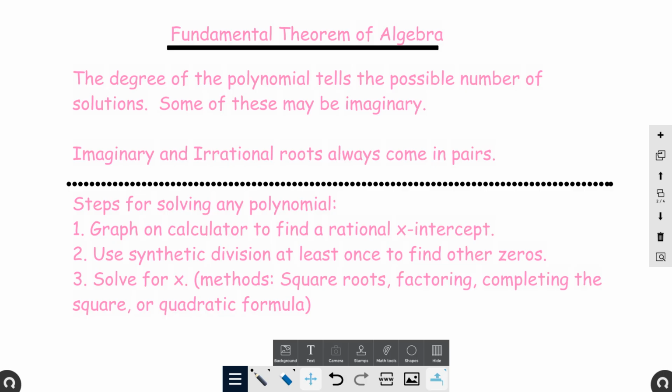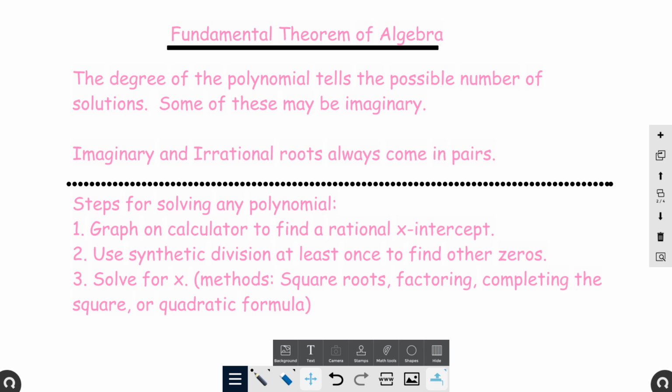So the degree, if it's a power of 5, you could have 5 what we call real solutions, or you could have 3 real and 2 imaginary, or 1 real and 4 imaginary, just depending on what we have.